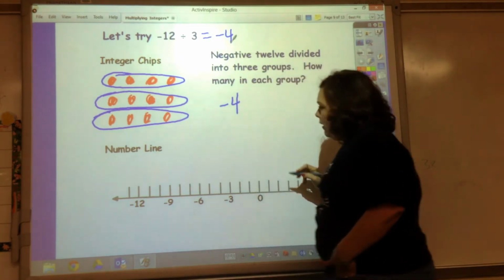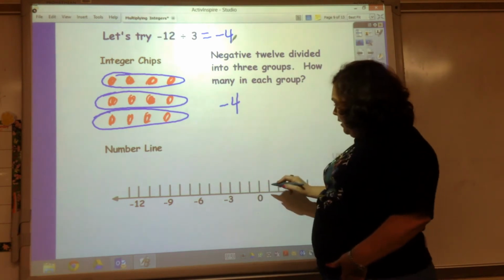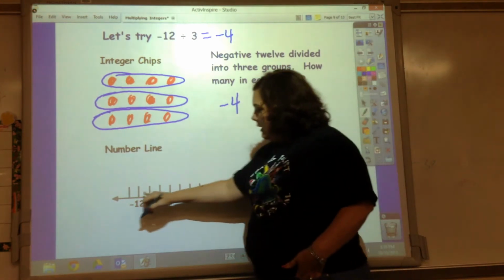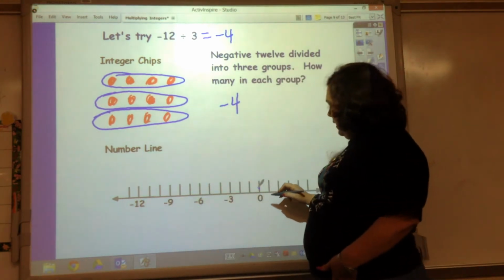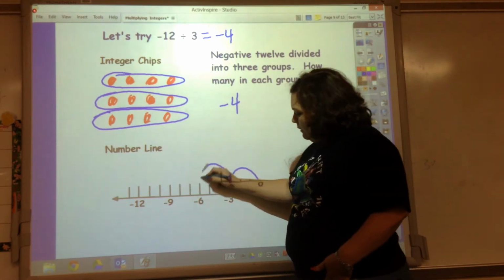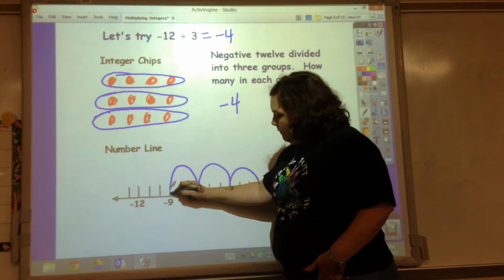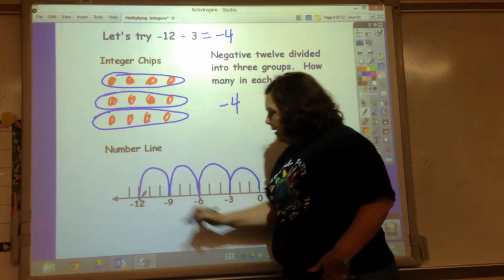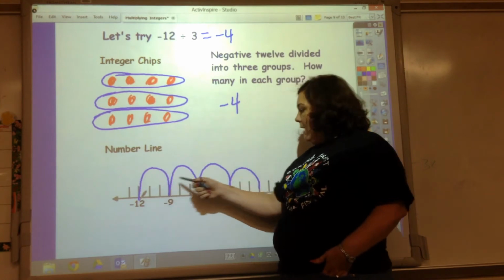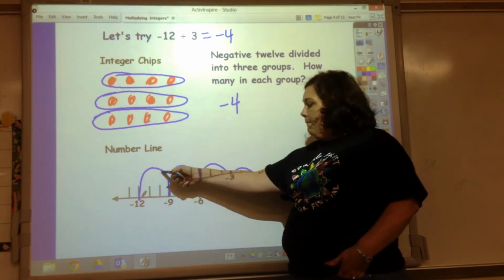And on the number line, it would look similar. We would say this is from 0 to negative 12, and this is a group of 3, and this is a group of 3, and this is a group of 3, and this is a group of 3. And how many groups of negative 3s do we have? We have 1, 2, 3, 4 groups.